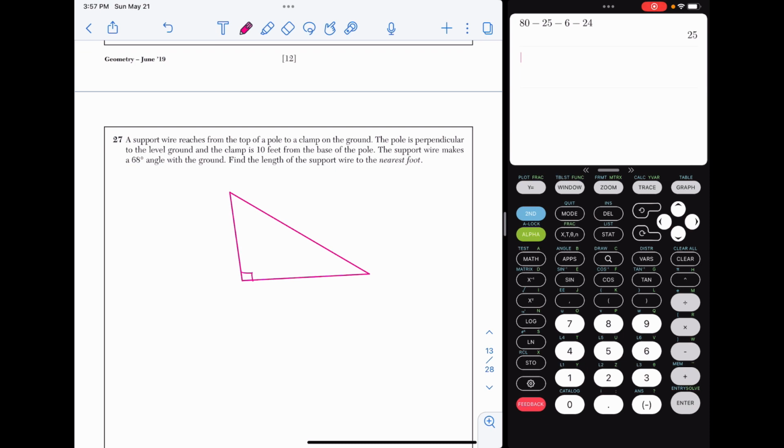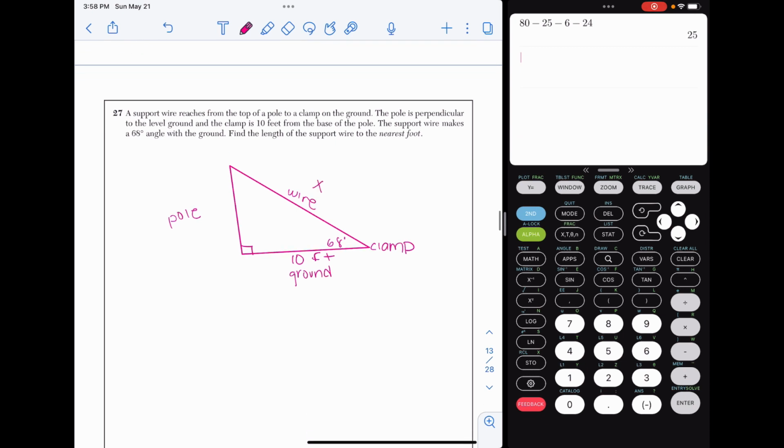The pole is perpendicular to the level ground. So this is the ground. This is the pole. And the clamp is 10 feet from the base of the pole. So here's the clamp, and now I know this distance is 10 feet. The support wire makes a 68-degree angle with the ground. Find the length of the support wire. So this is our wire to the nearest foot, and I'm going to call that X.